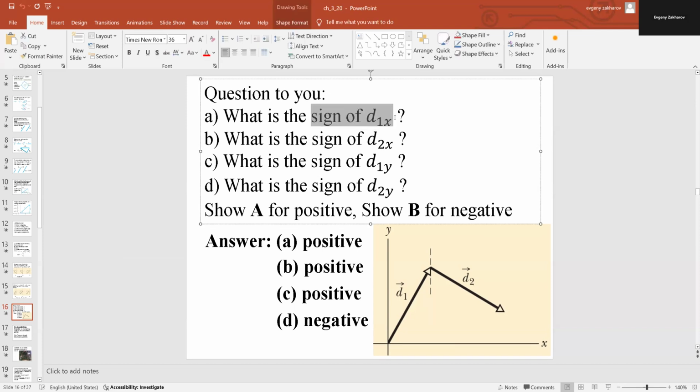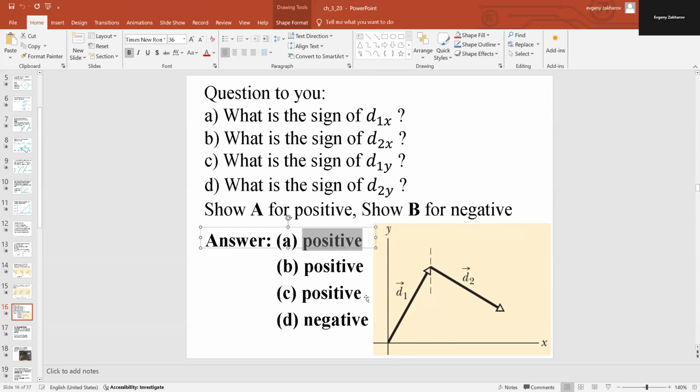The first question is, what's the sign of d1 sub x? X means x component. So if this is d1, then the x component is the projection of d1 onto the x-axis. That's the direction. Do you see how you start from the same point and you go towards the positive direction, right? Positive direction. That means that the sign of d sub 1x must be positive. How about d sub 2x?